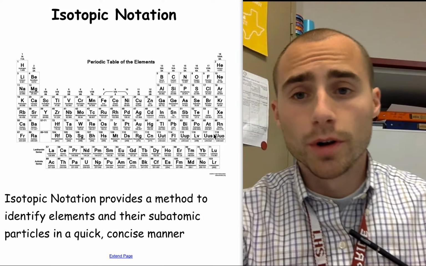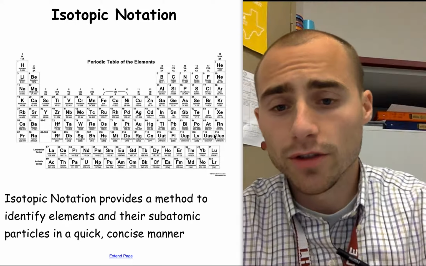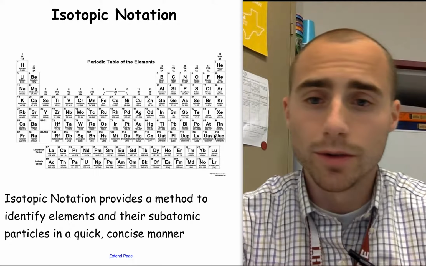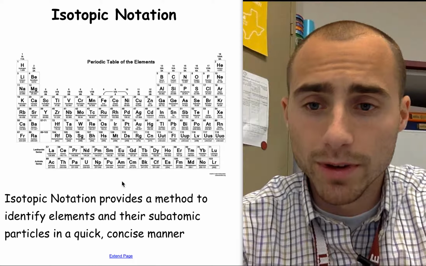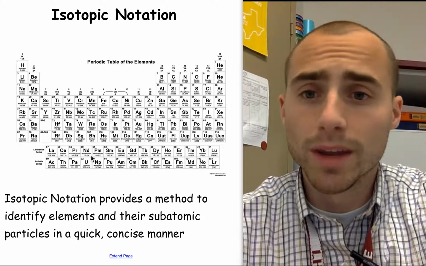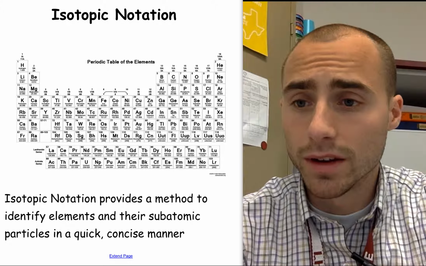In this video tutorial, we're going to go through isotopic notation. Now, isotopic notation provides a method to identify elements and their subatomic particles like protons, electrons, and neutrons in a quick, concise manner. It's just going to be a way we can take our elements on the periodic table, which you've been introduced to, and write them in a slightly different way to compare different isotopes of different elements.